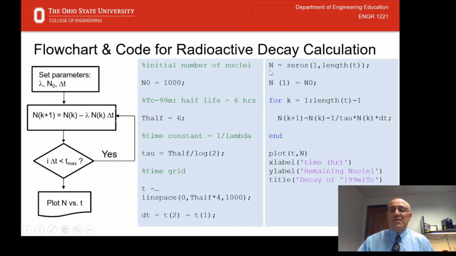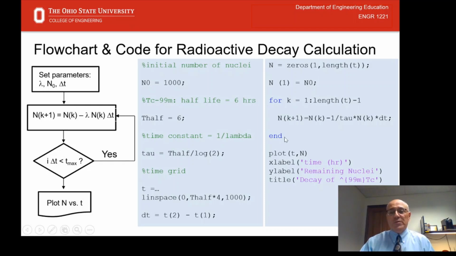Now, I've also chosen in this case to initialize my n of k array. Remember, n is the thing that I'm interested in calculating, the number of nuclei versus time. And again, since I'm using a fixed number of time steps, I can initialize that in advance to zeros. And then I apply the initial condition, which is just n at my first time step. And remember, indexing in MATLAB begins with 1, not 0. So this has to be n of 1, not n of 0. But it's equal to my initial condition, the number of nuclei that I'm starting with.